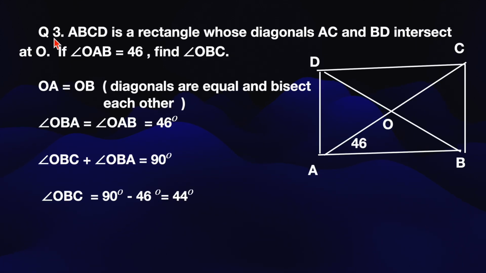Okay. Question 3. ABCD is a rectangle whose diagonals AC and BD intersect at O. If angle OAB is 46 degree, they have given, you have to find angle OBC.